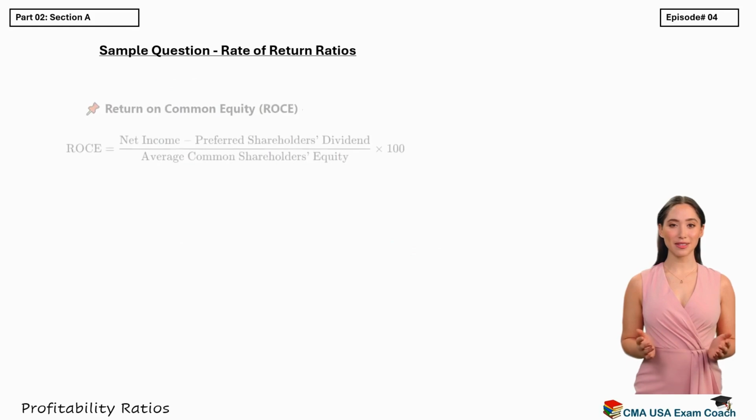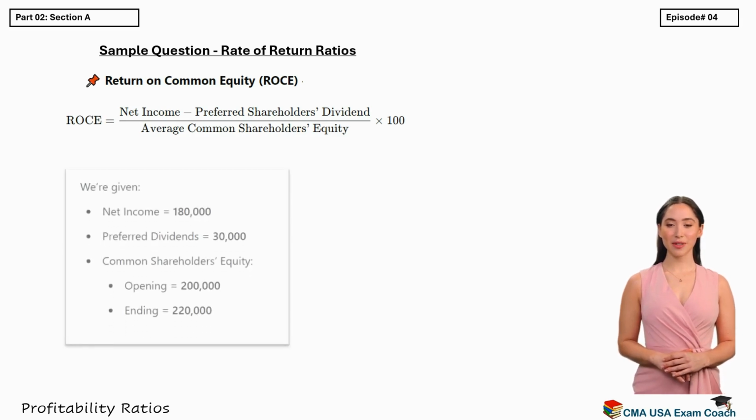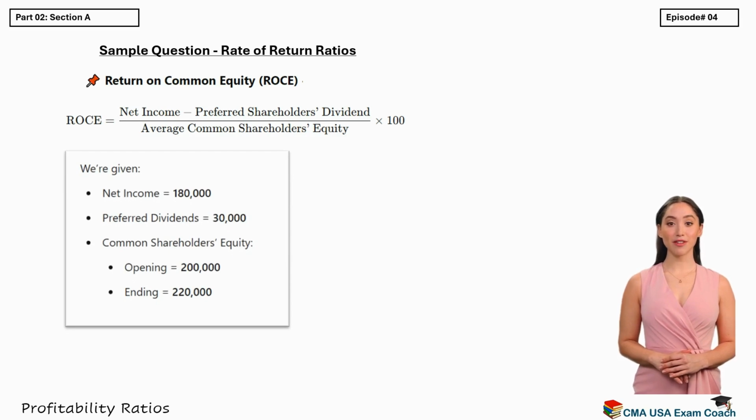Now let's calculate return on common equity, or ROCE. ROCE focuses specifically on the return available to common shareholders after paying out any preferred dividends. The formula is net income minus preferred dividends divided by average common shareholders' equity. In our case, the net income is $180,000 and the preferred dividends are $30,000. Subtracting the dividends from net income gives us $150,000. This is the income available to common shareholders.